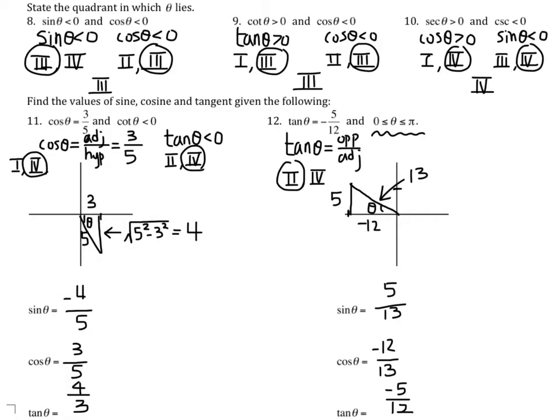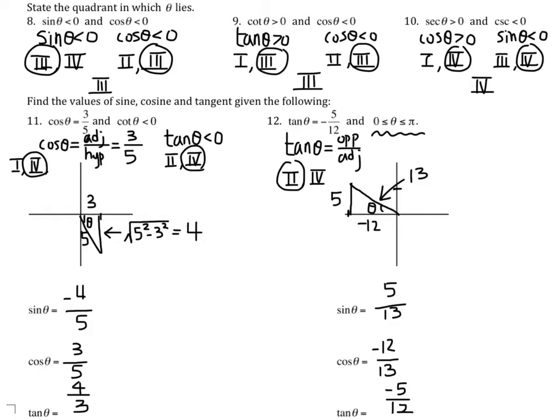State the quadrant in which theta lies. This part you will have to think: in each quadrant, which trig ratios are positive and which are negative? Number 8, sine theta less than 0. When will your sine be less than 0, a negative sign? You will find it in the third and fourth quadrants.